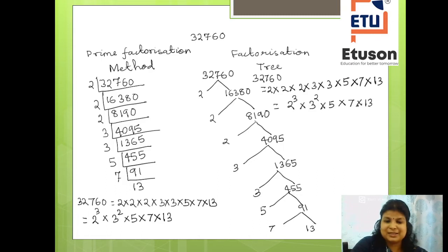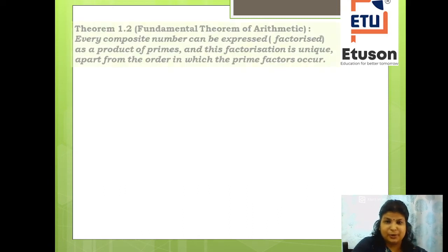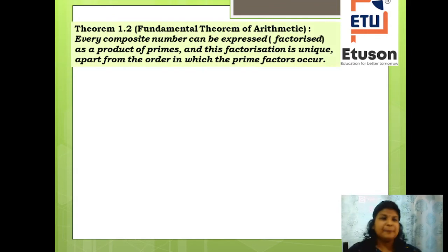So all this that we are doing till now is nothing but the fundamental theorem of arithmetic. So let us know the statement of the fundamental theorem of arithmetic. What is it? The theorem states that every composite number can be expressed or factorized as a product of primes, and this factorization is unique apart from the order in which the prime factors occur. Now let us understand this statement part by part.